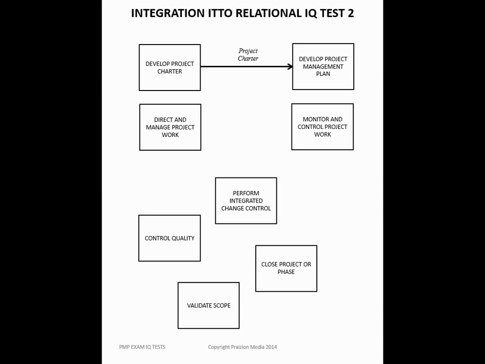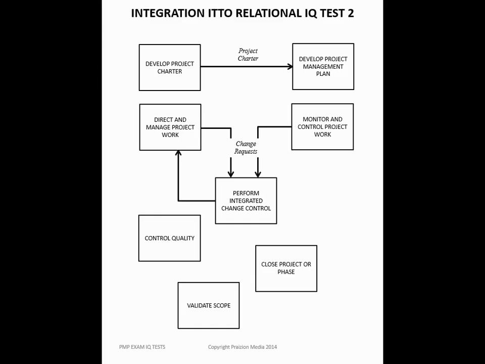Let's take a look at another relationship here. What goes from direct and manage project work into perform integrated change control? Here's one more clue. The same thing goes from monitor and control project work to perform integrated change control. What is it? You can pause the recording if you want to think a little bit more, but I'm hoping that you know this one. This is a relatively easy one. And the answer is change requests. All change requests lead to perform integrated change control.